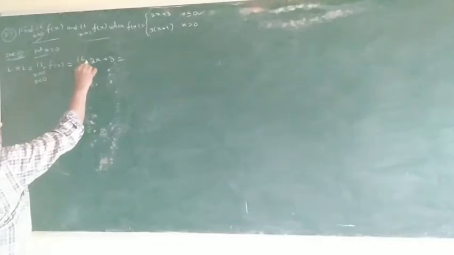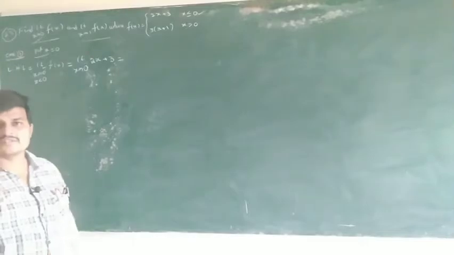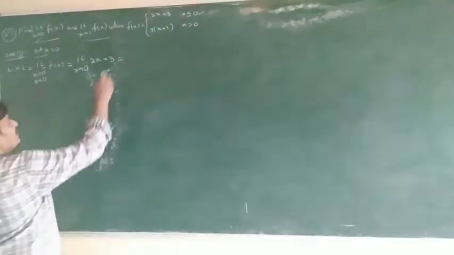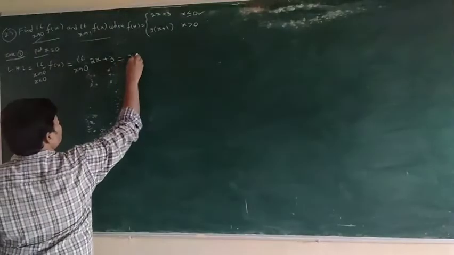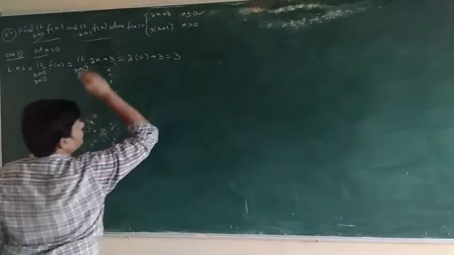0 minus is not needed. Decide the function first. After deciding the function, directly apply x tends to 0. Put x equal to 0 in the function, for example, 2 into 0 plus 3 is equal to 3.